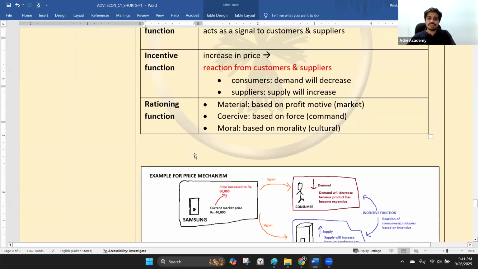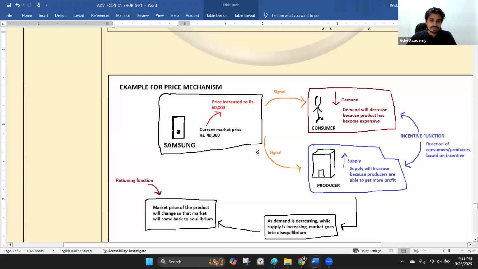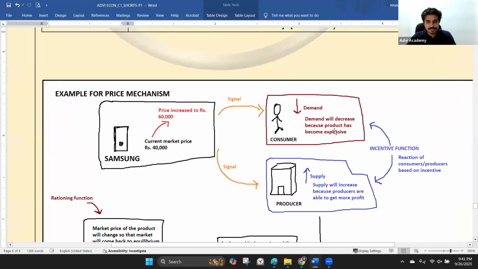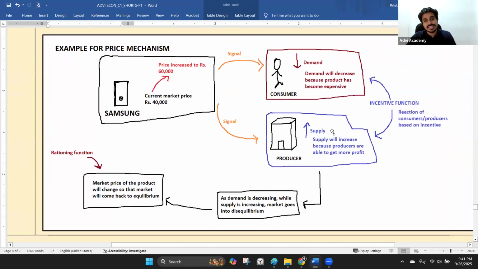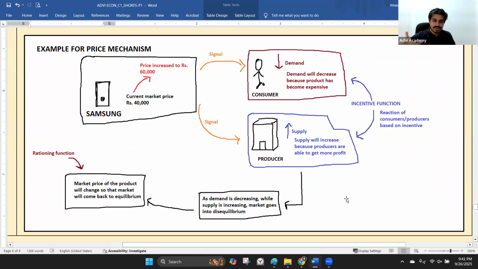See, rationing function. Now let's look at this example once again. The price of this phone has increased. Therefore, the consumer is actually reducing the demand, whereas the producer is actually increasing the supply. You all can take a screenshot of this for people who don't have this note. So demand is decreasing, supply is increasing.